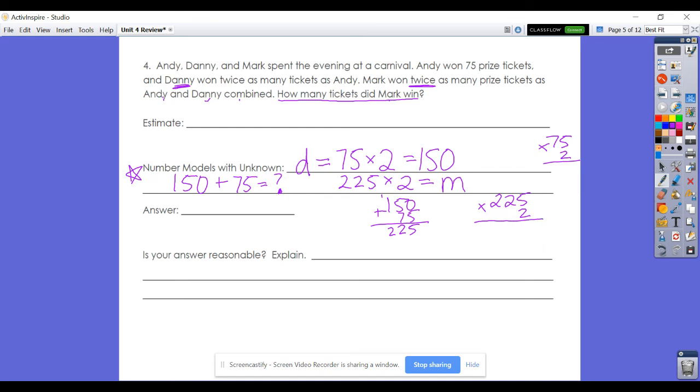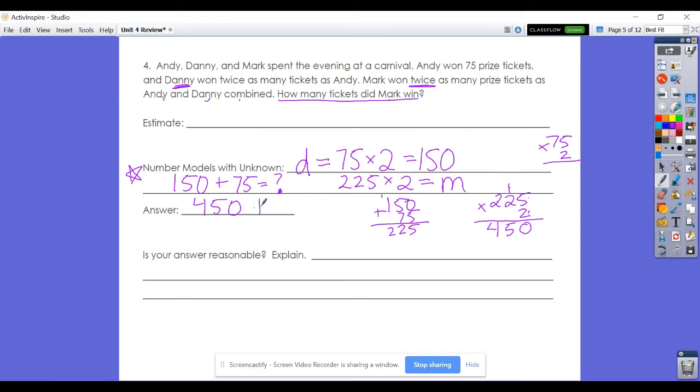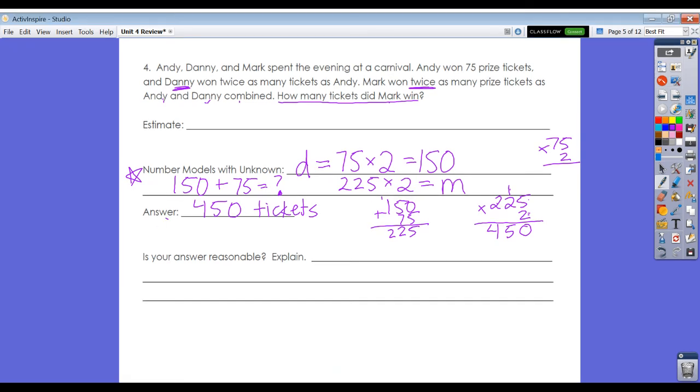Okay, so maybe you did this in your head and you already saw that it was 450. Or if we want to do traditional multiplication, we do 2 times 5 is 10, 0, regroup the 1, 2 times 2 is 4, plus 1 more is 5, 2 times 2 is 4, and we finally get Mark's tickets, which were 450. Do you notice what's missing? Is it 450 Christmas trees? No, 450 tickets. Okay, so I have my official answer. Let's go back and do the estimate.